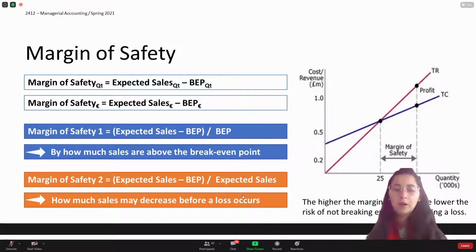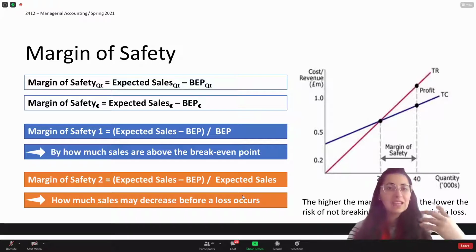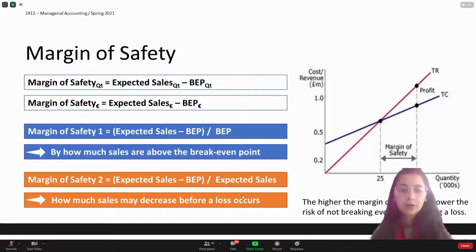Okay, so these are the two margin of safety ratios that we have here. As you expect, we want to have a higher margin of safety, because that means that the company is less risky to incur a loss if there are any changes in activity level. The higher the margin of safety, the better for the organization. The safer, the less risky the organization is.